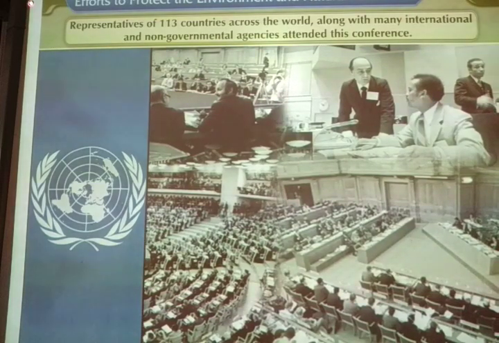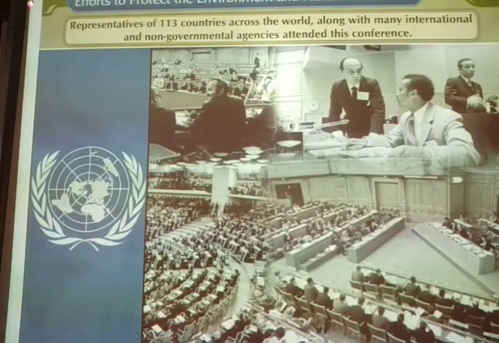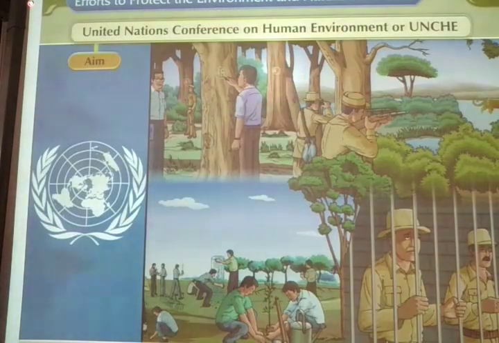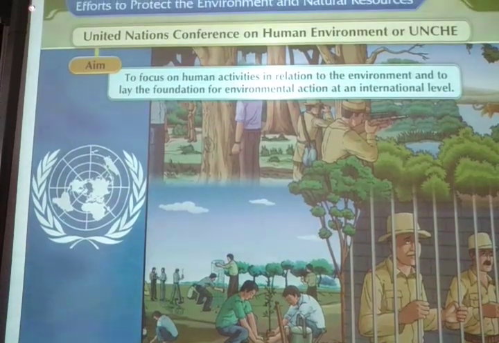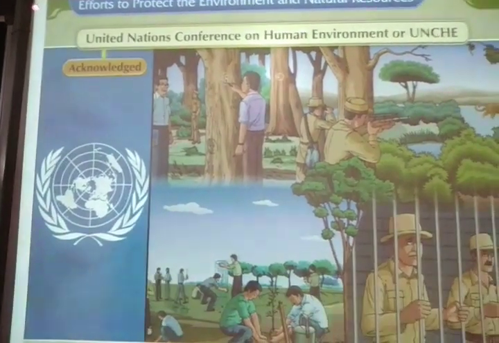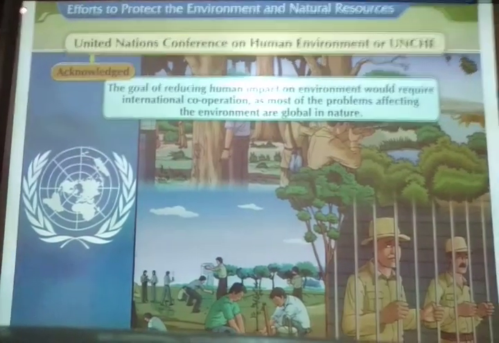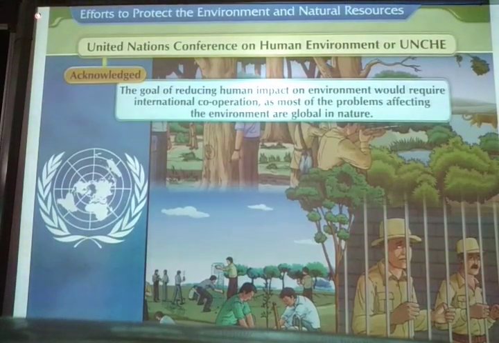Representatives of 113 countries across the world, along with many international and non-governmental agencies, attended this conference. The aim of the conference was to focus on human activities in relation to the environment and to lay the foundation of environmental action at an international level. The conference acknowledged that the goal of reducing human impact on environment would require international cooperation, as most of the problems affecting the environment are global in nature.